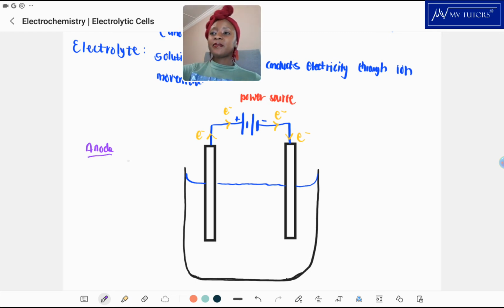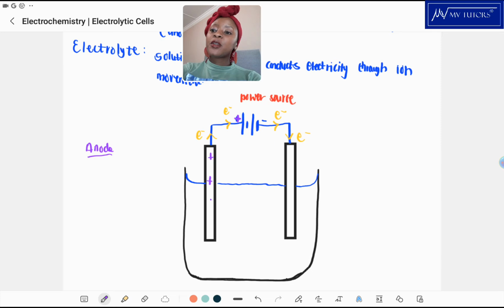So the anode is there on the left hand side, and I did say that the anode is positively charged for the electrolytic cell. Why is that? It is because it is connected to the positive terminal of the battery. So this would be positively charged.